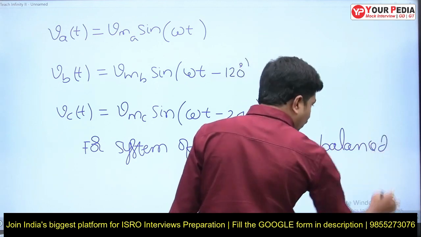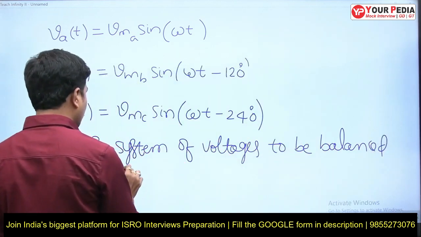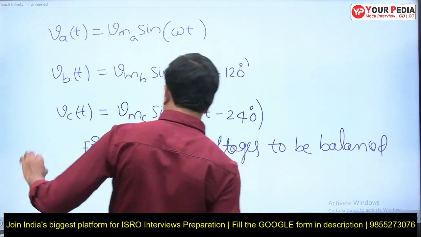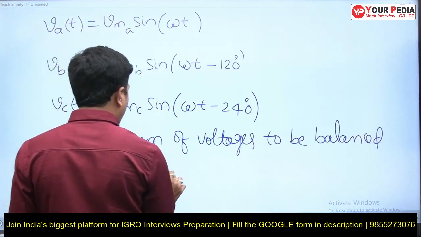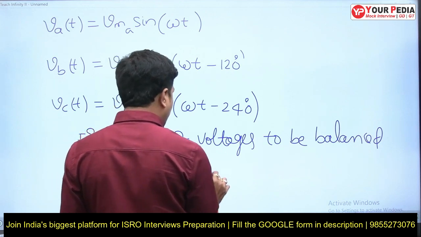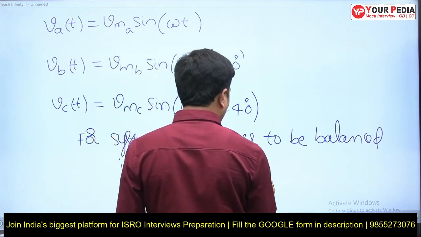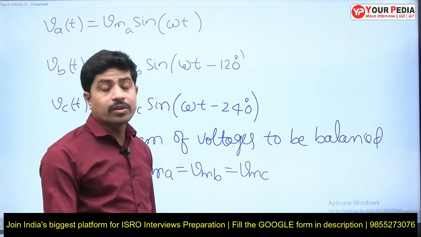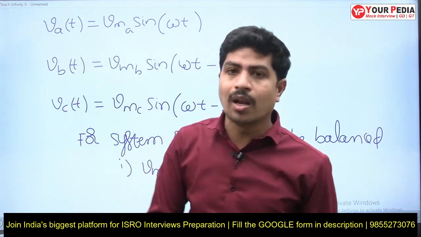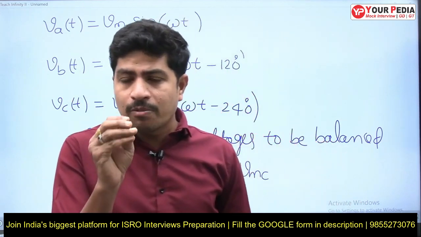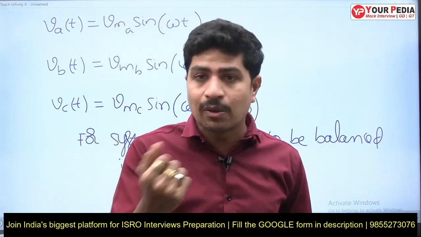The very first condition required is Vma is equal to Vmb is equal to Vmc. All three phase maximum magnitudes of the voltages must be equal. If the maximum magnitudes are equal, obviously the RMS values and average values are going to be equal.